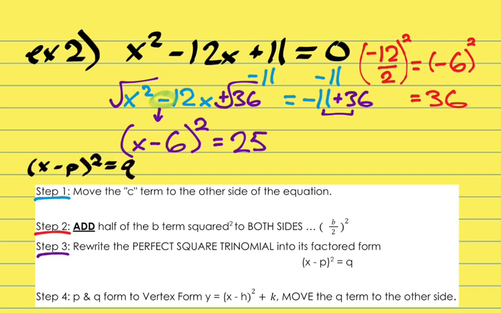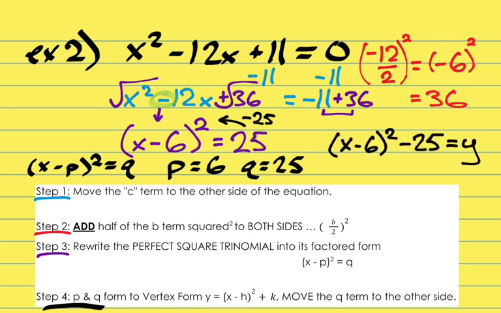Because again, we have to acknowledge the PQ form and the important numbers that we just got. P is 6 and Q is 25. Remember, P is always the opposite value from what you see inside of the parentheses. Lastly, step 4. To get this into vertex form, just move the Q value to the other side.